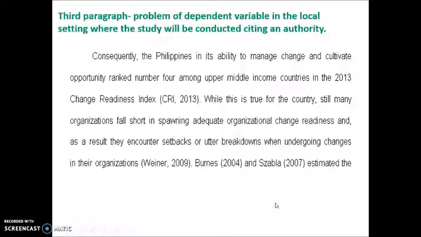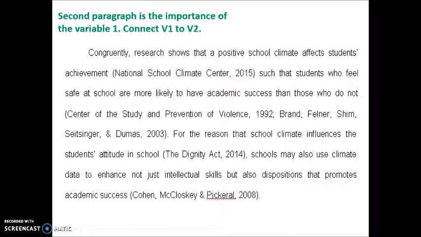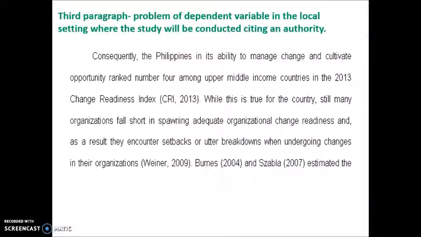Right? So, that's the second paragraph. Now, the third paragraph, di ba? Sabi, the third paragraph should be about the problem of the dependent variable in the local setting where the study will be conducted, citing an authority. Ito pa rin dapat, published study pa rin. So, in the Philippines.